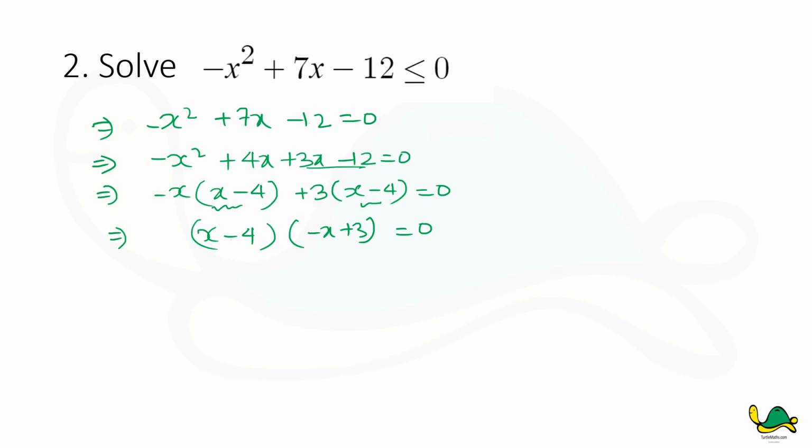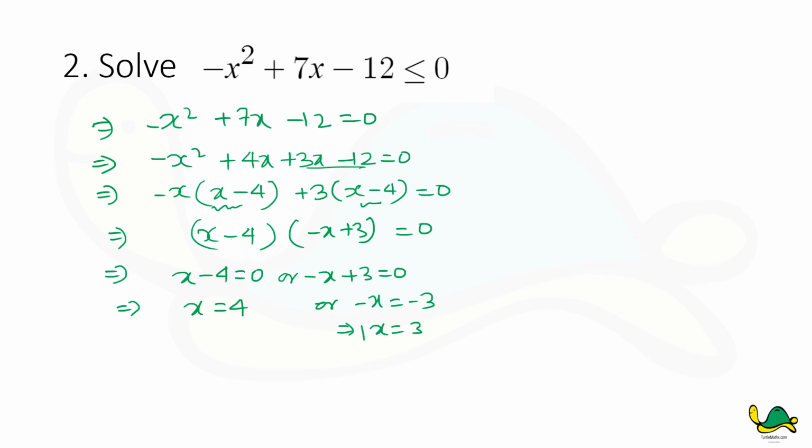The product of two numbers is equal to 0. It means one of them is 0. So either x minus 4 is equal to 0 or negative x plus 3 is equal to 0. That will give us x is equal to 4, or negative x is equal to negative 3. It implies that x is equal to 3. So we have got our solution.